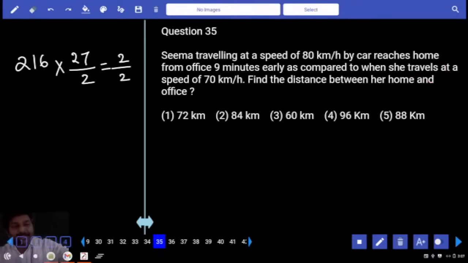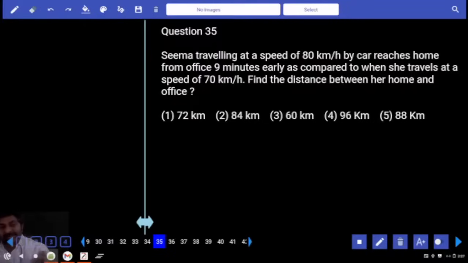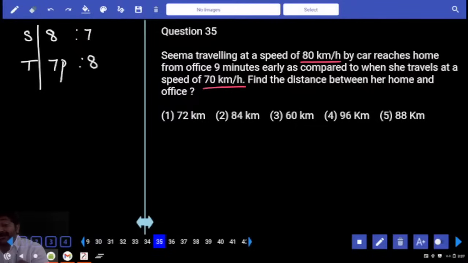Seema traveling at a speed of 80 km per hour by car reaches home from office 9 minutes early as compared to when she travels at the speed of 70 km per hour. Find the distance between home to office. First case, at what speed she was traveling? Second case, ratio. Which ratio? Speeds ratio. How much is that? Then time ratio. In which case it is taking less time? First case, how many parts less? How many minutes less? 1 part is equal to 9.